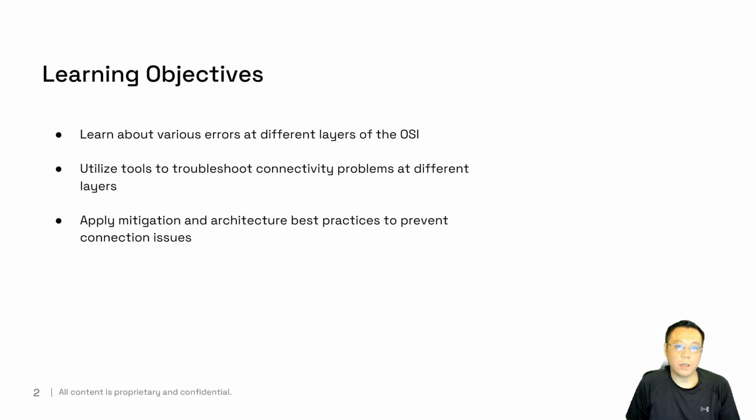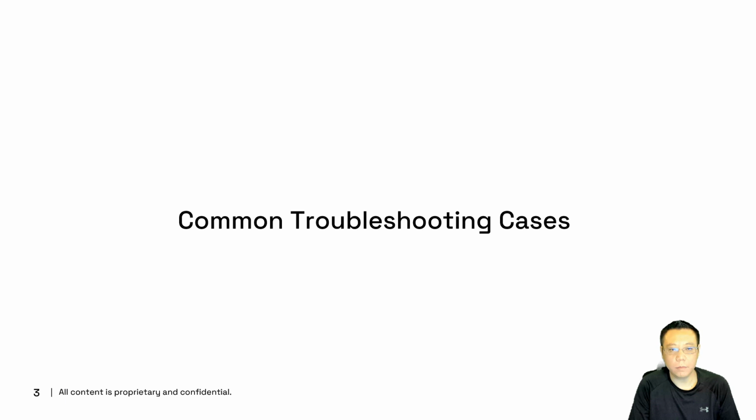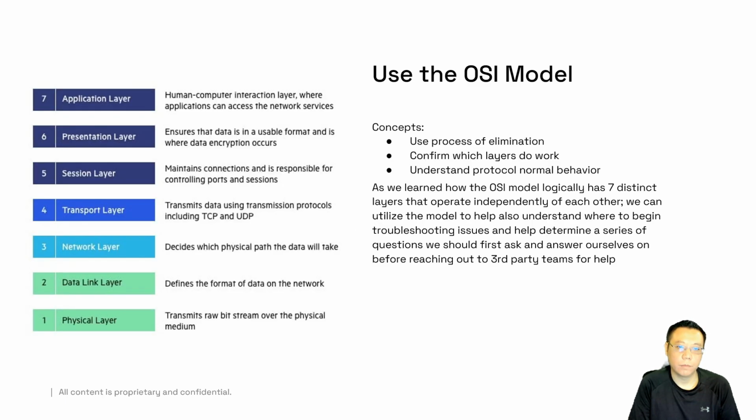And we're going to apply mitigation and architectural best practices and knowledge to help mitigate some of those issues around connectivity problems and to create best practices around security as well as resiliency in the near future for your applications. So let's look at some common troubleshooting use cases. First and foremost, let's get a refresher of the OSI model.